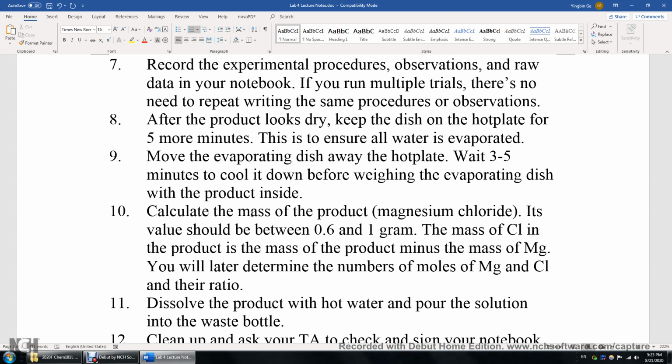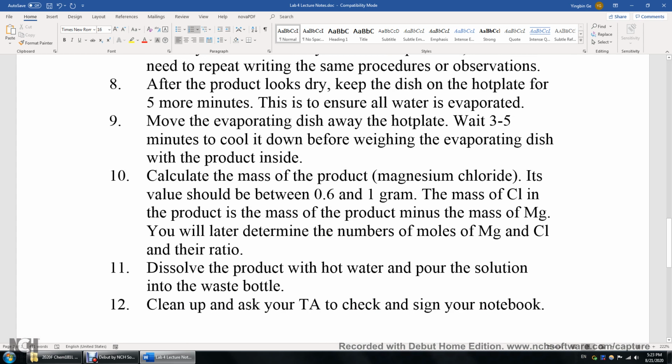What about the mass of the chlorine? Because the product is magnesium chloride, there are only 2 elements, magnesium and chlorine. Therefore, the mass of chlorine in the product is simply the mass of the product minus the mass of magnesium. Later, you can determine the numbers of moles for both elements, magnesium and chlorine, in magnesium chloride. And then you can determine the ratio between the number of moles of these 2 elements. That will give you the empirical formula of magnesium chloride.